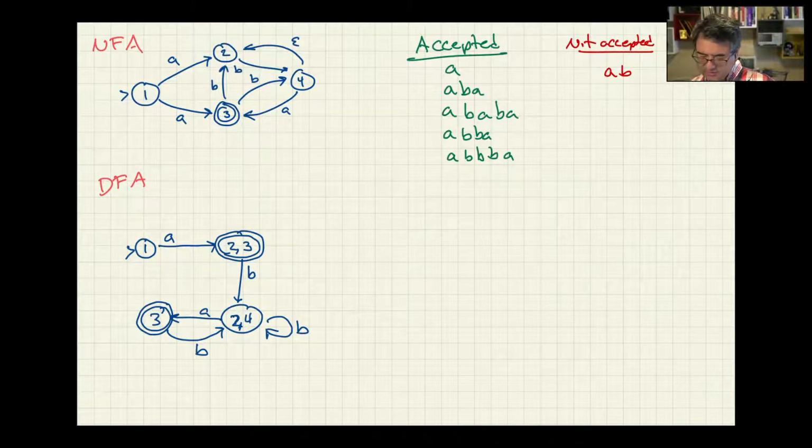What's another string that can't be accepted? Obviously, just B alone won't work, but that's just an error. There's no way. What I'm looking for is a string that ends up on either 2 or 4 and is unable to go to 3?